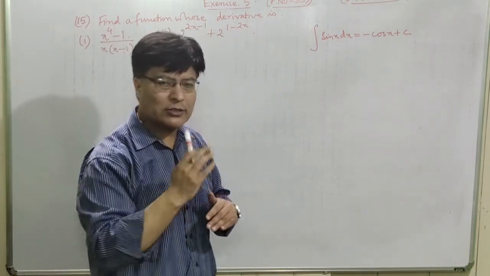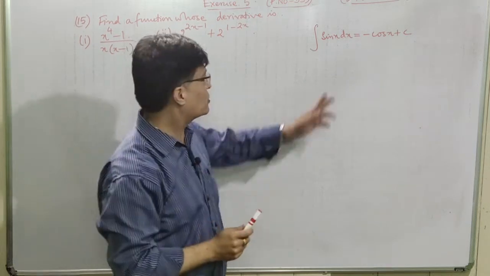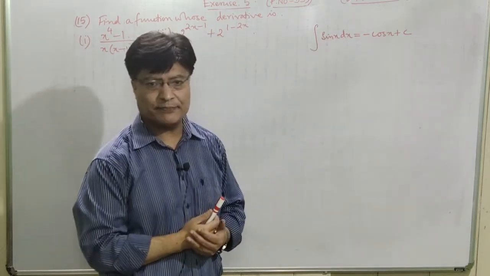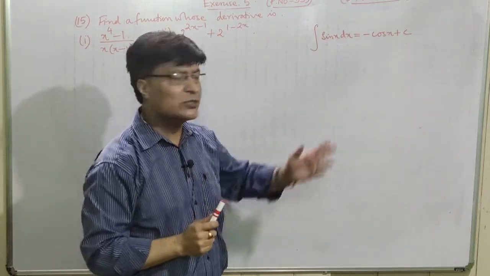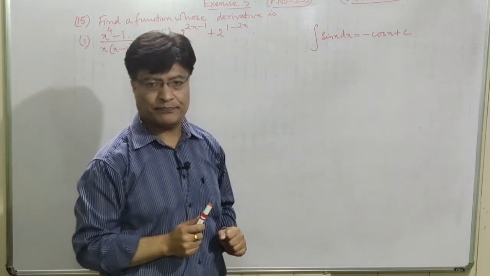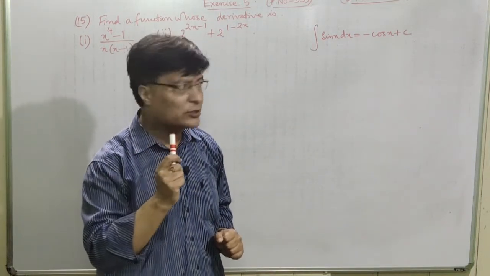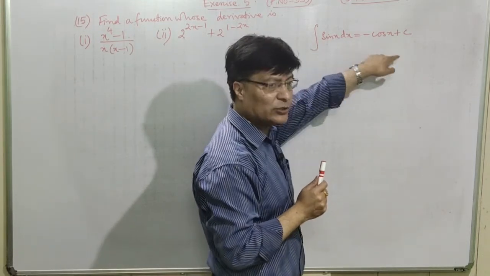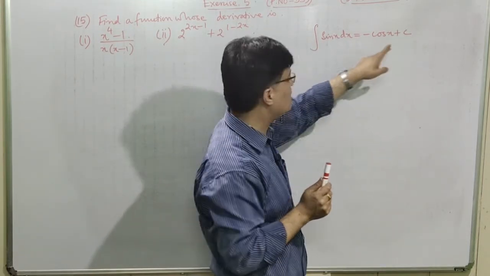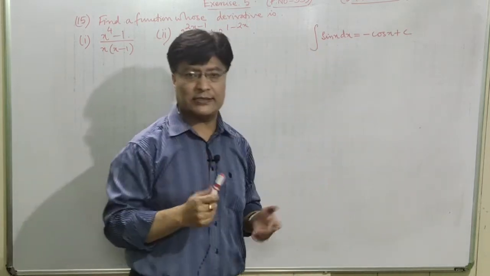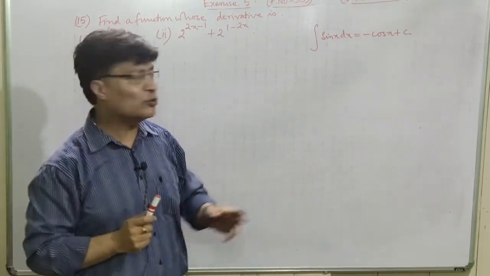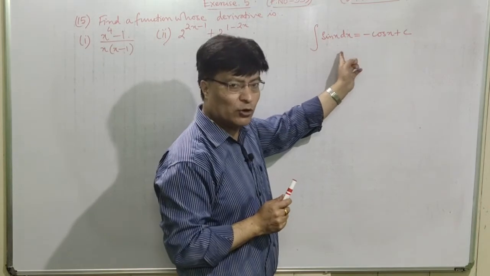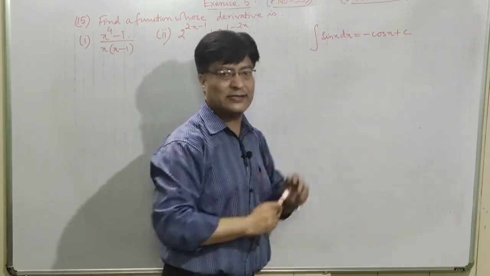How can we say this in another way? Find a function whose derivative is sin x. Is that understood? Find a function whose derivative is sin x. That is, you will get the answer as minus cos x. That means you have to integrate this function sin x, isn't it? Find a function whose derivative is sin x means you have to integrate sin x.